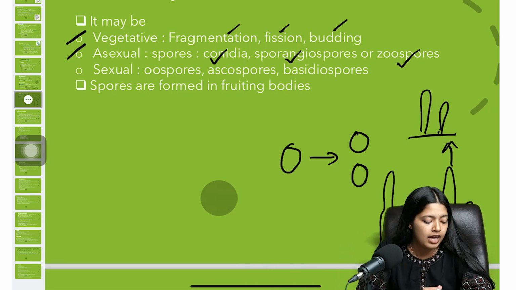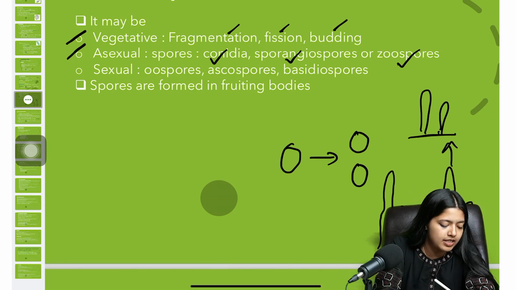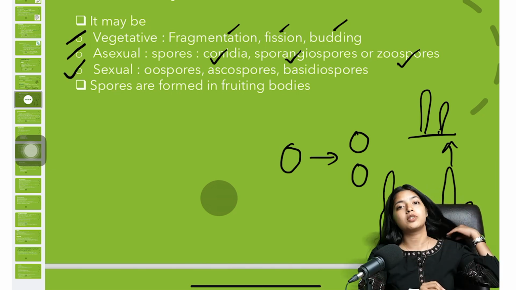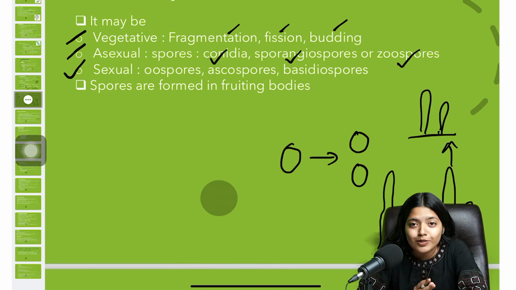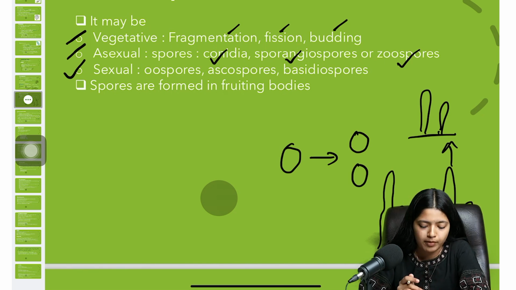Now, sexual reproduction. There are three types of spores: oospores, ascospores and basidiospores. These terms are important. You will have to memorize them.